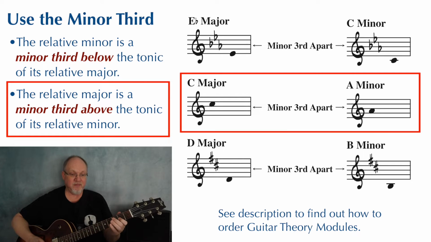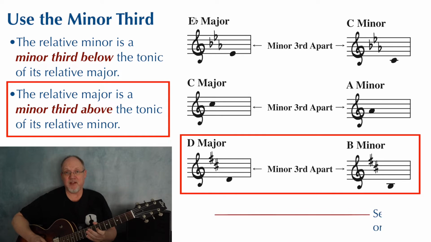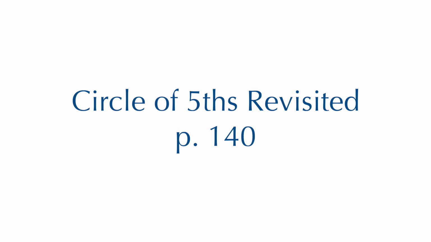And here's an A. A minor third above A is C. C major is the relative major of A minor. And then here's a B. Minor third above B is D. D major is the relative major of B minor.